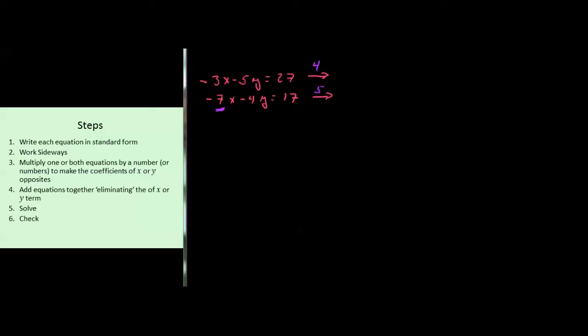4 times negative 5 is negative 20. 5 times negative 4 is negative 20. One of them needs to be negative and one needs to be positive. So I'll make it the negative 5, my choice. 4 times negative 3, negative 12x, minus 4 times 5, 20y, equals 4 times 27, 108. Negative times negative, positive, we get positive 35x. Negative times negative, positive 20y. And negative times positive is a negative, 5 times 17, negative 85.